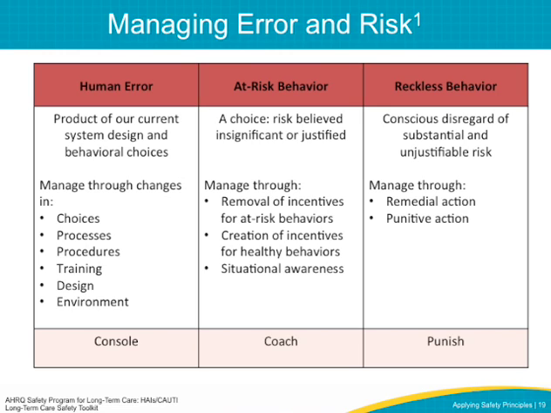And reckless behavior is a conscious disregard of substantial and unjustifiable risk. When reckless behavior has occurred, it must be met with remedial or punitive action to decrease or eliminate the chances the behavior will recur. A just culture environment is ruled by both transparency and accountability.